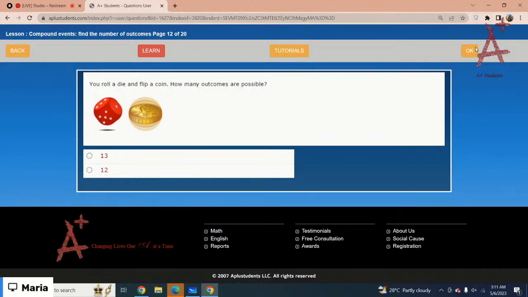You roll a die and flip a coin. How many outcomes are possible? So when you roll a die, you have a total of 6 outcomes. And when you flip a coin, you have a total of 2 outcomes. So you have to do 6 times 2. That means you have 12 outcomes. So the correct option is 12.